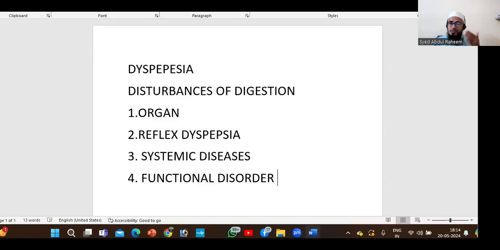Okay. So these are the reasons behind dyspepsia. Sometimes it is acute dyspepsia or chronic dyspepsia. Acute means suddenly it will start.